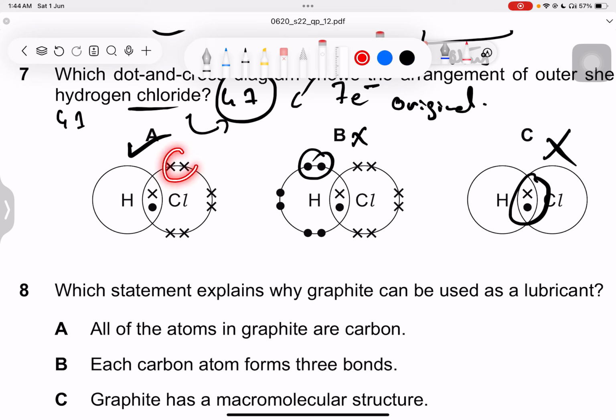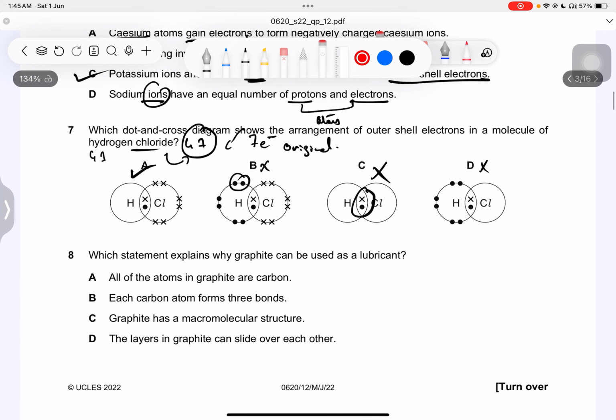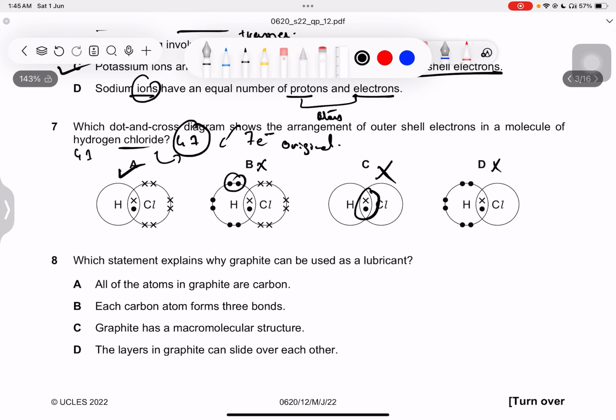Over here it has 1, 2, 3, 4, 5, 6, 7 of its own and one from the hydrogen. So hydrogen has two electrons in its outer shell because this is the only shell which is occupied, the first shell, which has only one electron.